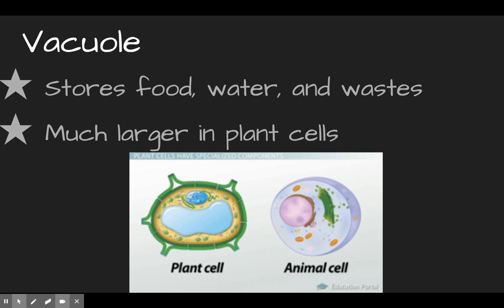So now we have a vacuole. A vacuole is something that stores food, water, and wastes. Both plant and animal cells have it. The vacuole is just going to be much larger in a plant cell. And this is the vacuole right here. I mean, it's massive, right? So that's another differentiation between plant and animal cells: the size of the vacuole. But it's what stores food, water, and wastes.